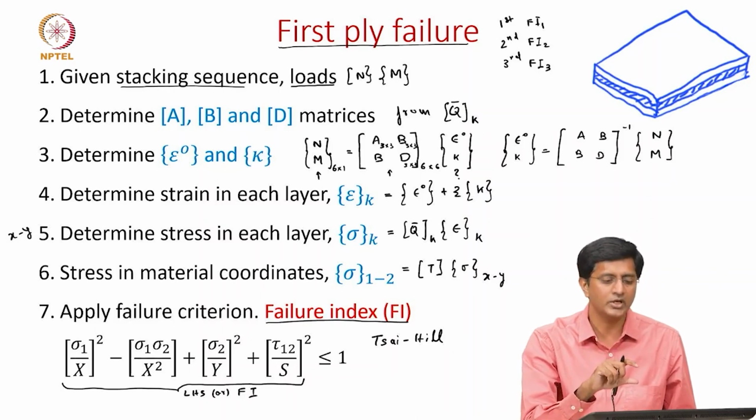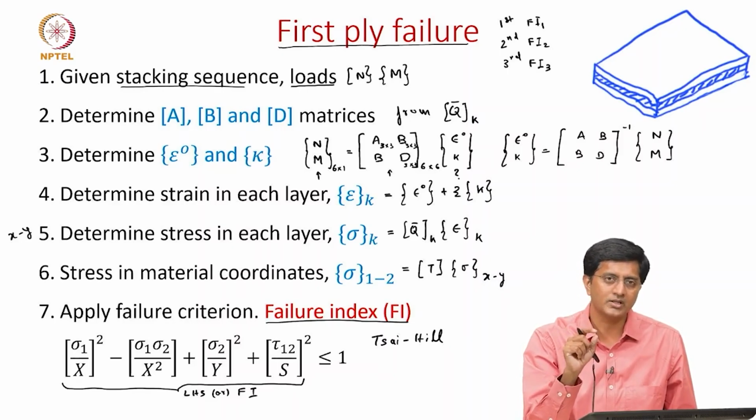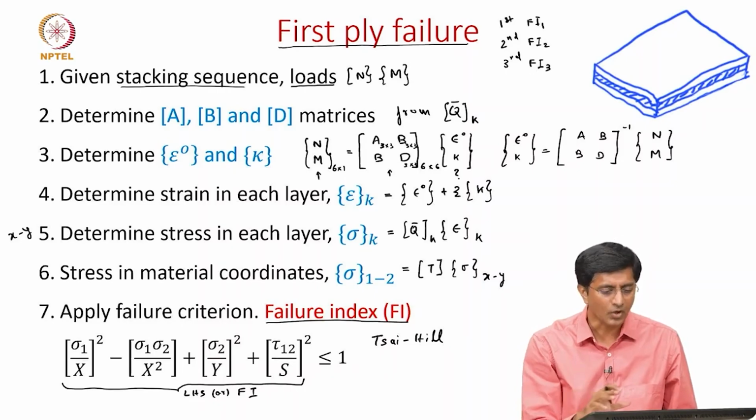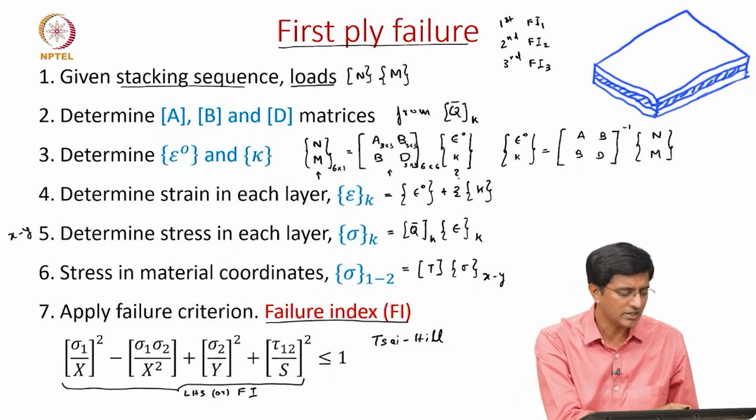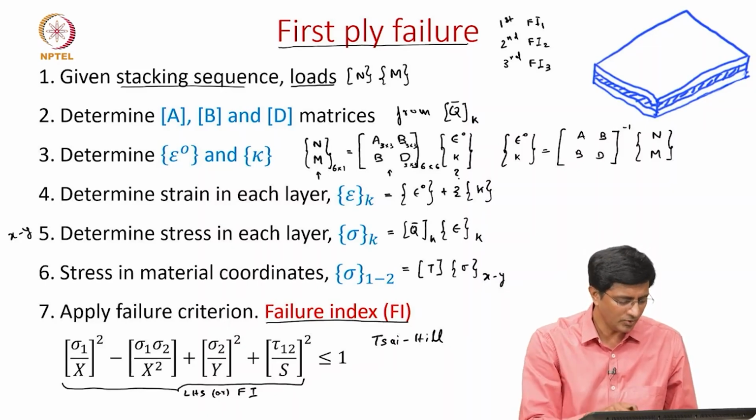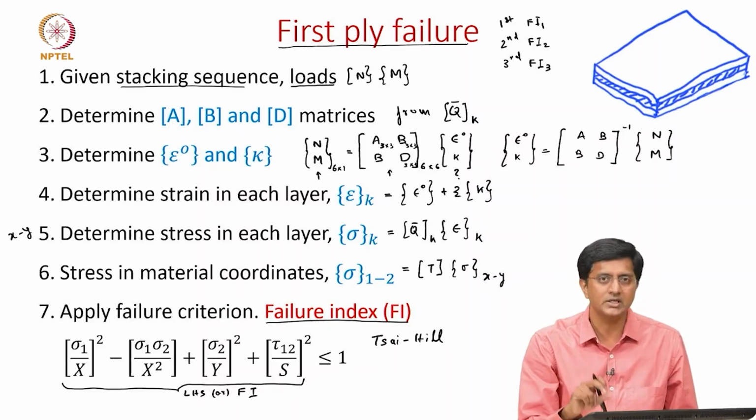So meaning you need to scale your n and m in a way that only one of the laminas reaches a failure index of 1 and the rest are less than 1. In summary, what we have discussed on this slide is, given the stacking sequence and loads, we should be able to find the failure index in each of the layers, and once we know those failure indices, we should be able to comment on which of those layers fail first, and also determine at what load the first ply lamina fails.